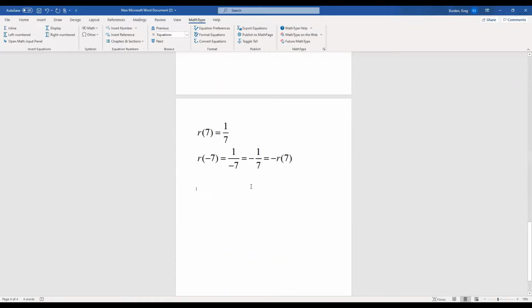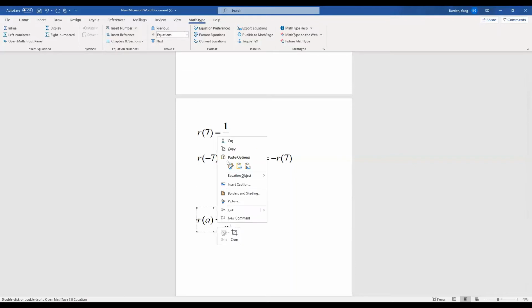We could, for example, just copy and play around a little bit with this. So if we were to look at a generic input of, let's say, A, R of A is equal to 1/A. And that's true whatever the input is. Of course, the domain of this particular function is everything other than 0. You can't divide by 0. 1/0 doesn't mean anything. It's a totally meaningless concept. So within the limitations of that domain, any other real number you can plug in here and you get the reciprocal.